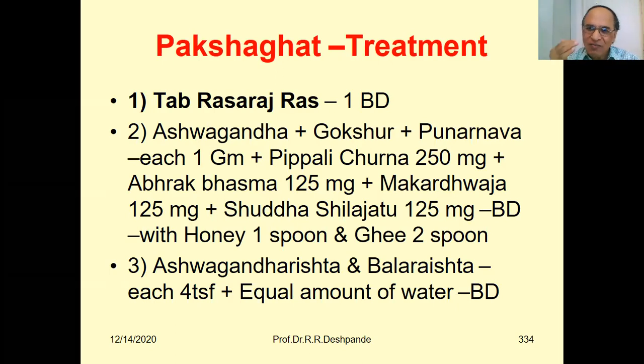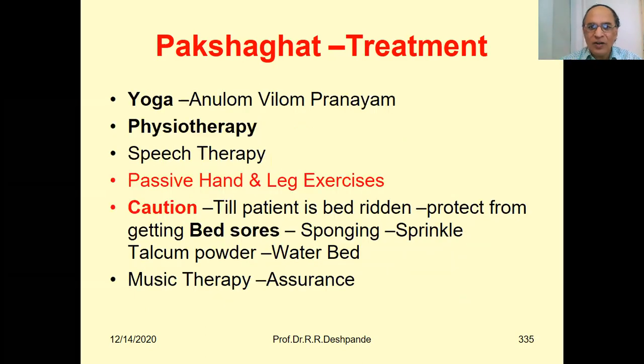Tablet Rasaraj Rasa, 1 morning, 1 evening, then give some powders. Ashwagandha, Bokshu, Punarnava, 1 gram each. Pippali churna, metabolic stimulant, 250 milligram. Abhrak bhasma for the regeneration of nerve, mica, 125 milligram. Makaradhwaja, all dhatu tonic, 125 milligram. Shuddha Shilajatu, rasayana, 125 milligram. Altogether, BD with honey, 1 spoon, and ghee, 2 spoon. Never take honey and ghee in equal amount. Then Ashwagandharishta and Balarishta, each 4 teaspoons with equal amount of water.